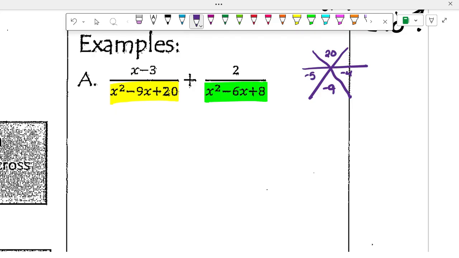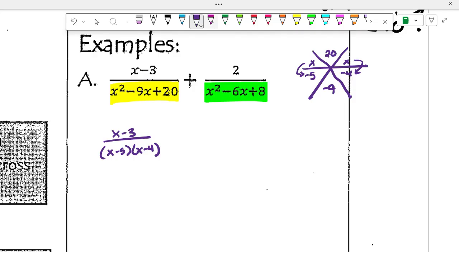Now, since the A value is 1, you can just go ahead and write your factors. But if you still like to keep things consistent with the snowflake method, you just write 1x on top because that's AX. And since they can't simplify, you just write them as they are. So this would be x minus 3 over x minus 5 times x minus 4. So I'm just rewriting that fraction with my factored denominator.